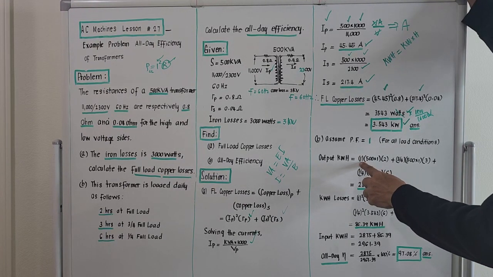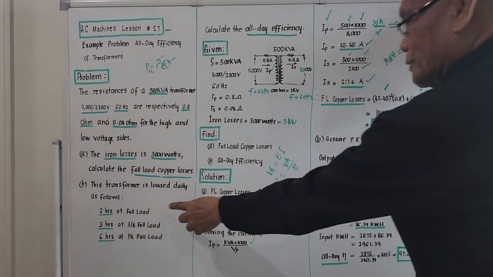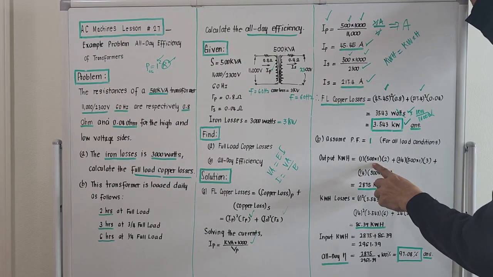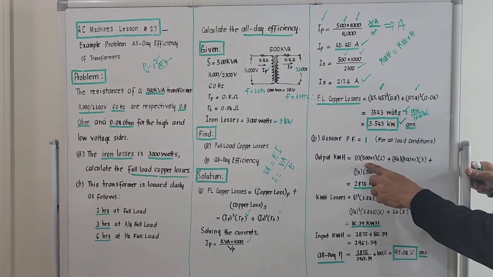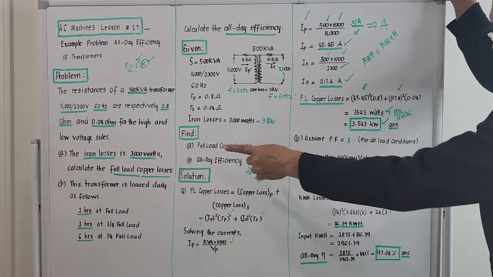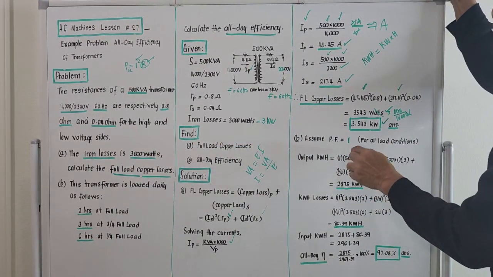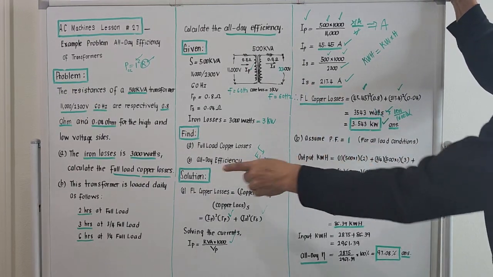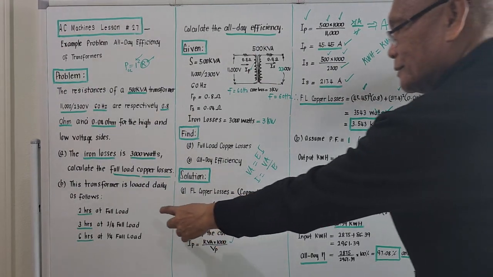This is full load, right? The first one is full load. The total true power, if the power factor is unity, is 500 times 1. How many hours is it operated? It is 2 hours. So this is kilowatt times 2, it's kilowatt hour. Kilowatt hour, it's energy. Next one is 3/4 full load.